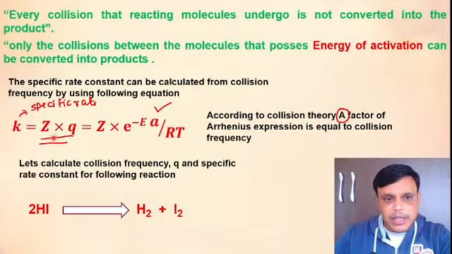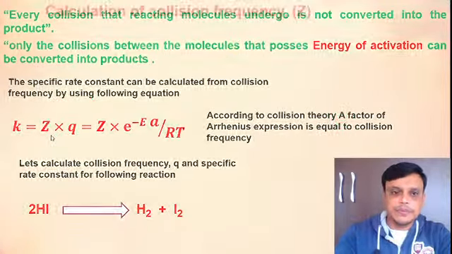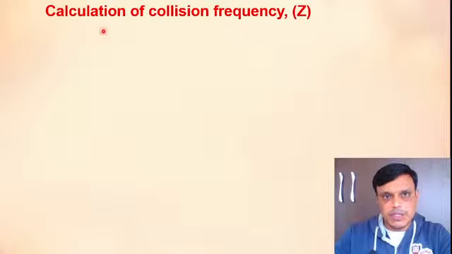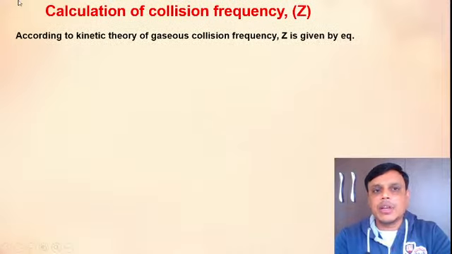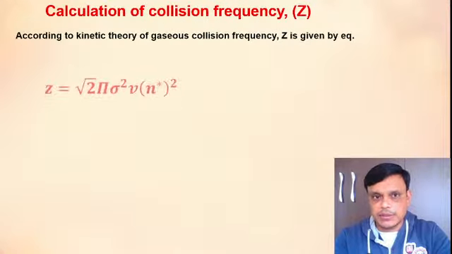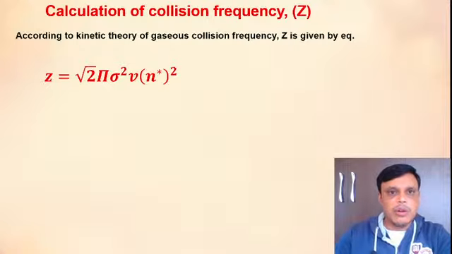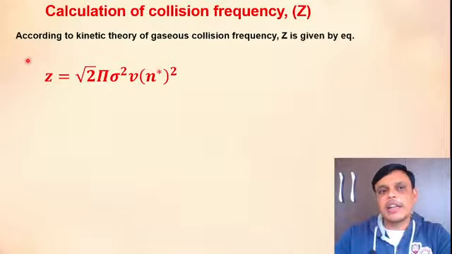So Z is nothing but the collision frequency. First we will calculate the collision frequency Z. According to the kinetic theory of gases, collision frequency Z is given by this equation.